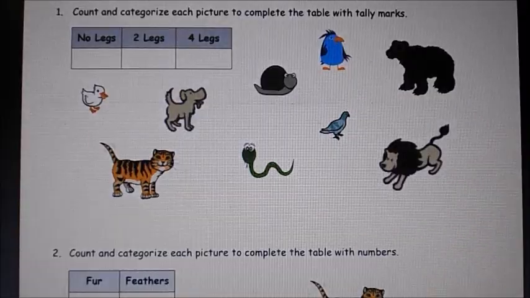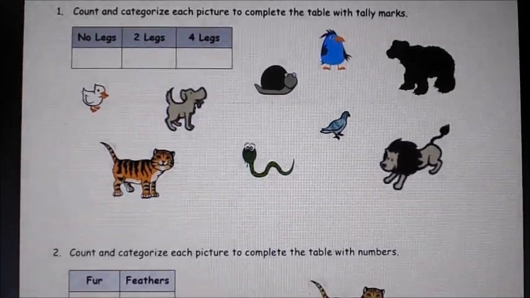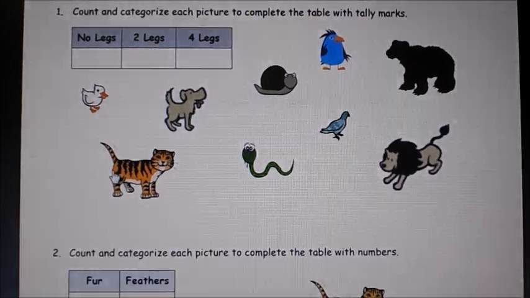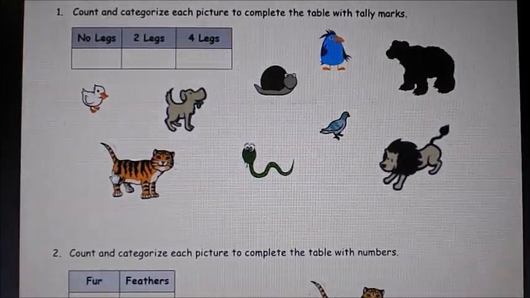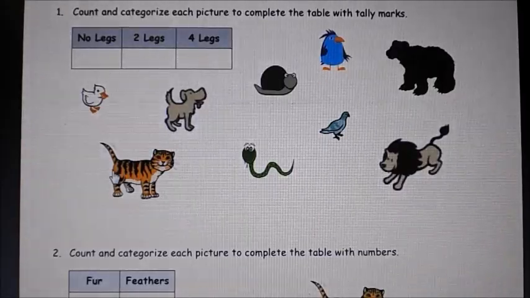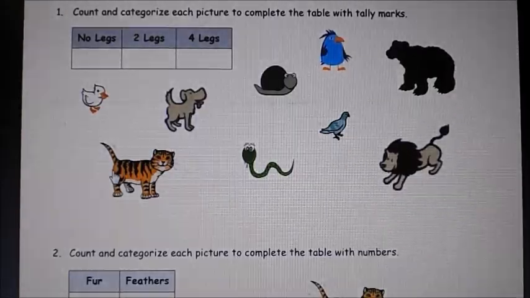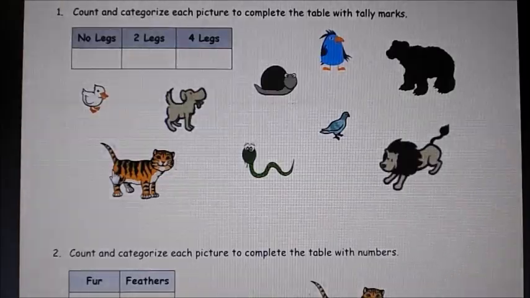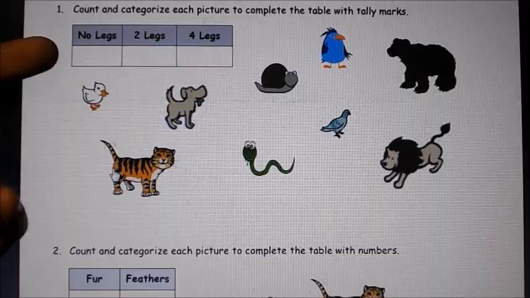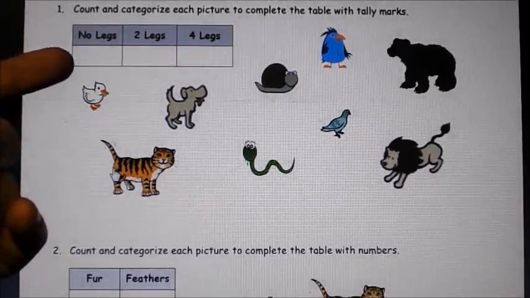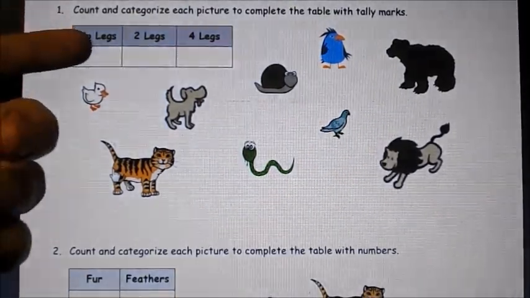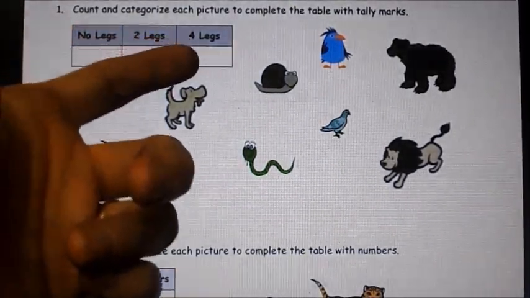Okay guys, so as you can see on my computer, today's lesson is about trying to categorize different animals and just counting and categorizing the picture. It's pretty easy stuff. It's talking about using tally marks. Obviously we're not going to tally mark, but you have a graphic organizer. You've got a chart up here that says count and categorize each picture to complete the table with tally marks. How many of the animals have no legs, 2 legs, and 4 legs?